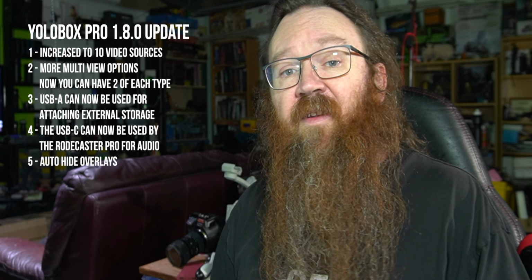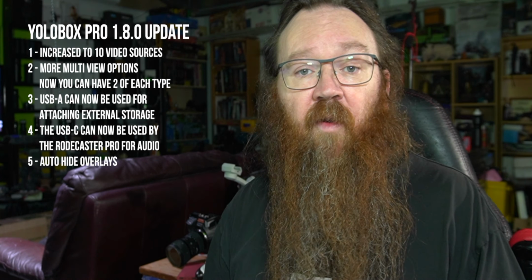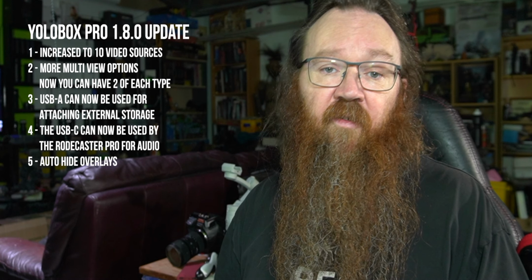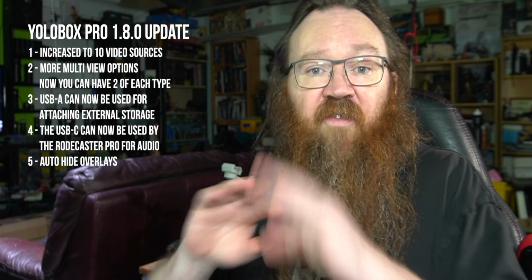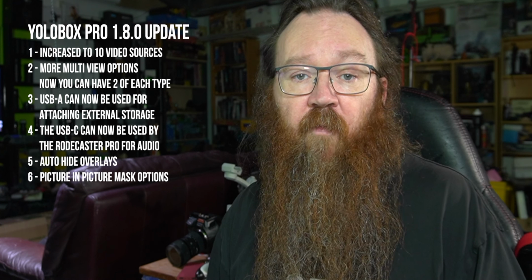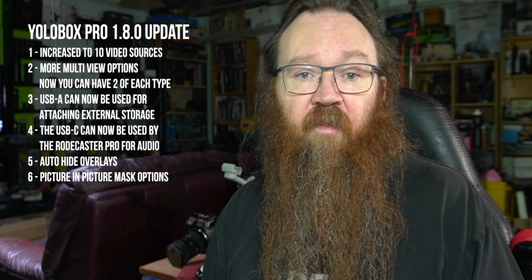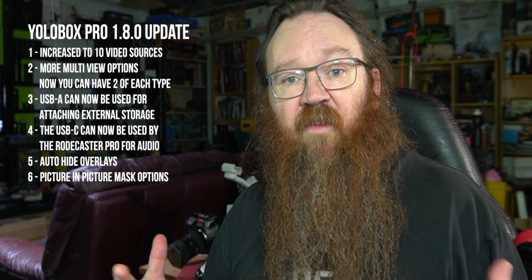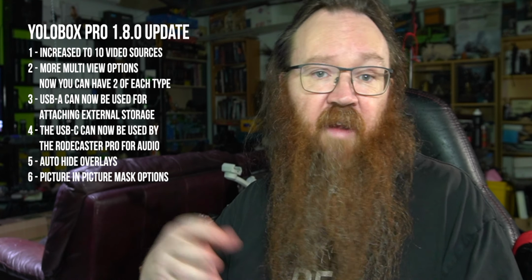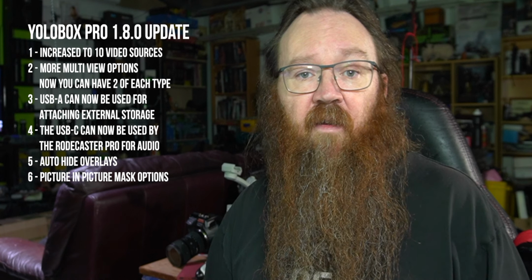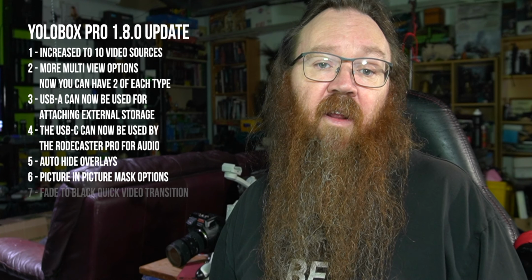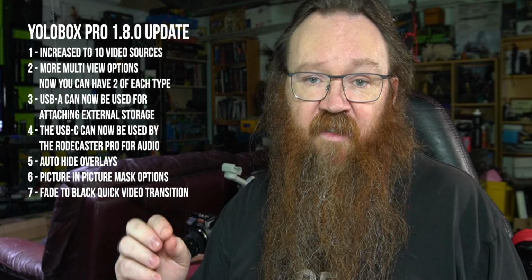Number 5 is the ability to automatically hide overlays with a preset visibility duration, so you can set it for 10 seconds and it will go away by itself. There are now more shapes available for the picture-in-picture subscreen. This means that if I had my face in the bottom corner of a game that I'm playing or something like that, it can now be in a circle. And finally, fade to black as a video transition. Those are the main things in here.